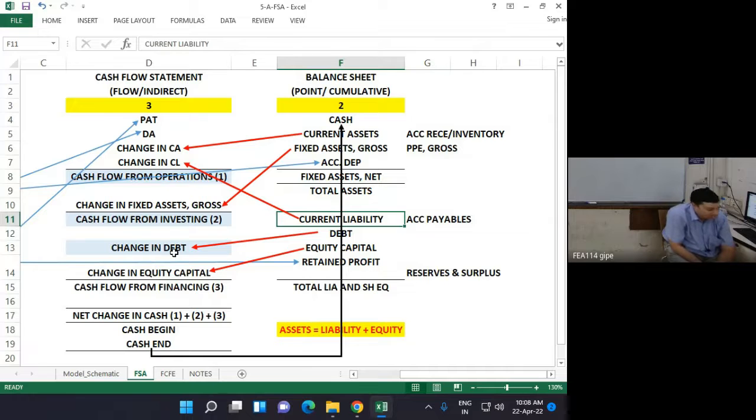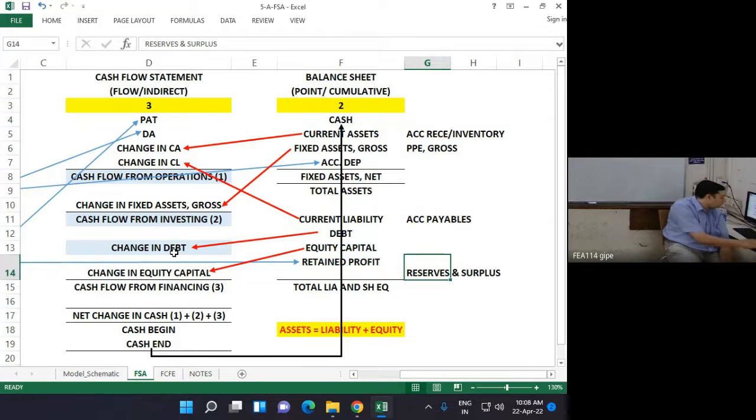Then you have on the liability side, current liabilities, debt, equity, and retained profit. That should give you total liabilities and shareholders' equity. Now, basic rule of accounting is asset should be same as liability plus equity. Liability and equity is source of fund, asset is use of fund. Sources and uses of funds has to be the same. Retained profit is also called as reserves and surplus. Example of current liabilities, accounts payable. All types of payable, account payable, salary payable, so on.